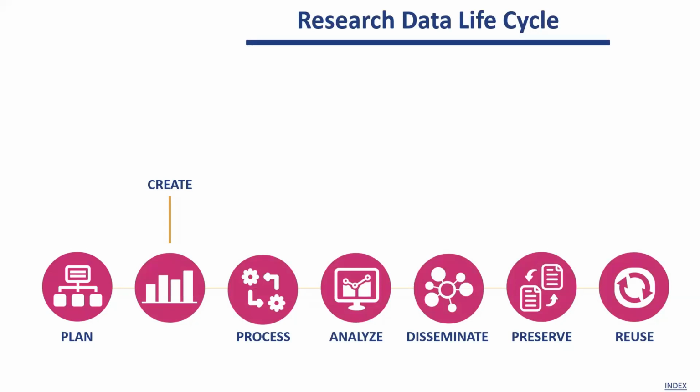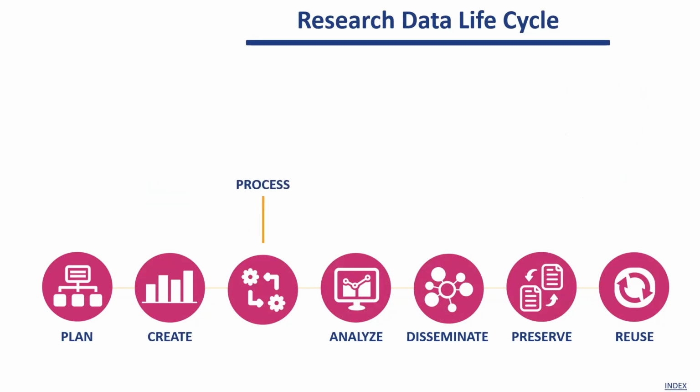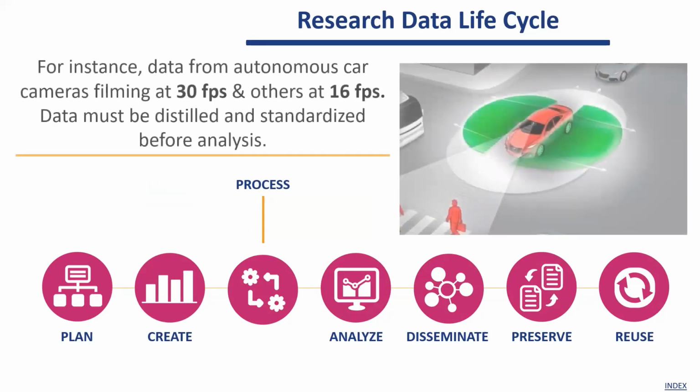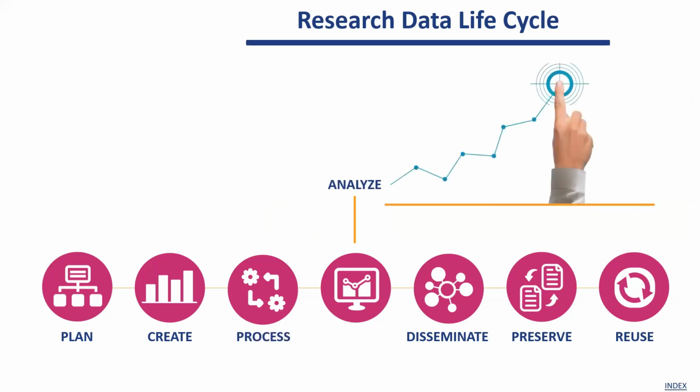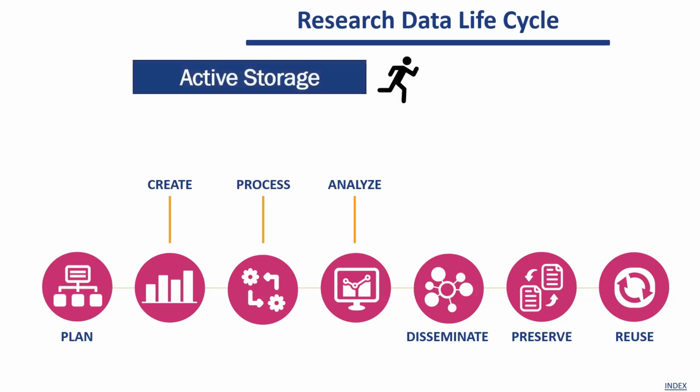Next, the researchers turn to creating, obtaining, collecting, or deriving data. Then they process their data. And so, for example, we have perhaps cameras on an autonomous car capturing data at 30 frames per second and 16 frames per second. Data processing might involve distilling and standardizing these data before analysis. And then researchers conduct whatever analysis is required to respond to the research questions at hand. Together, these activities take place using active storage, specific to the process of conducting research.